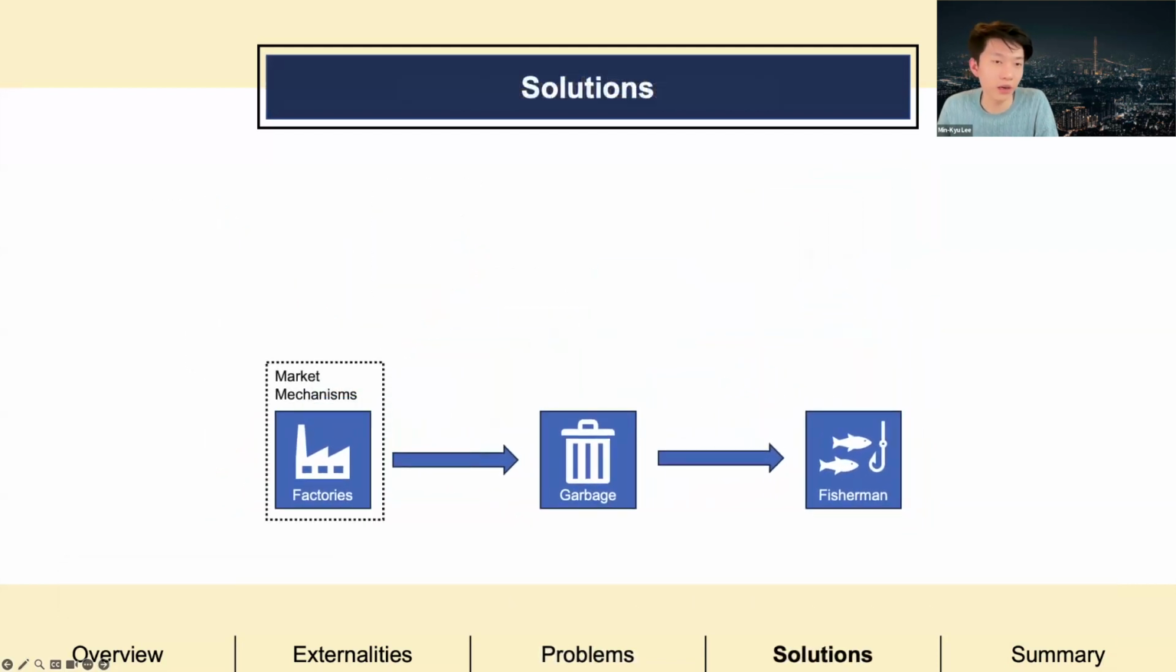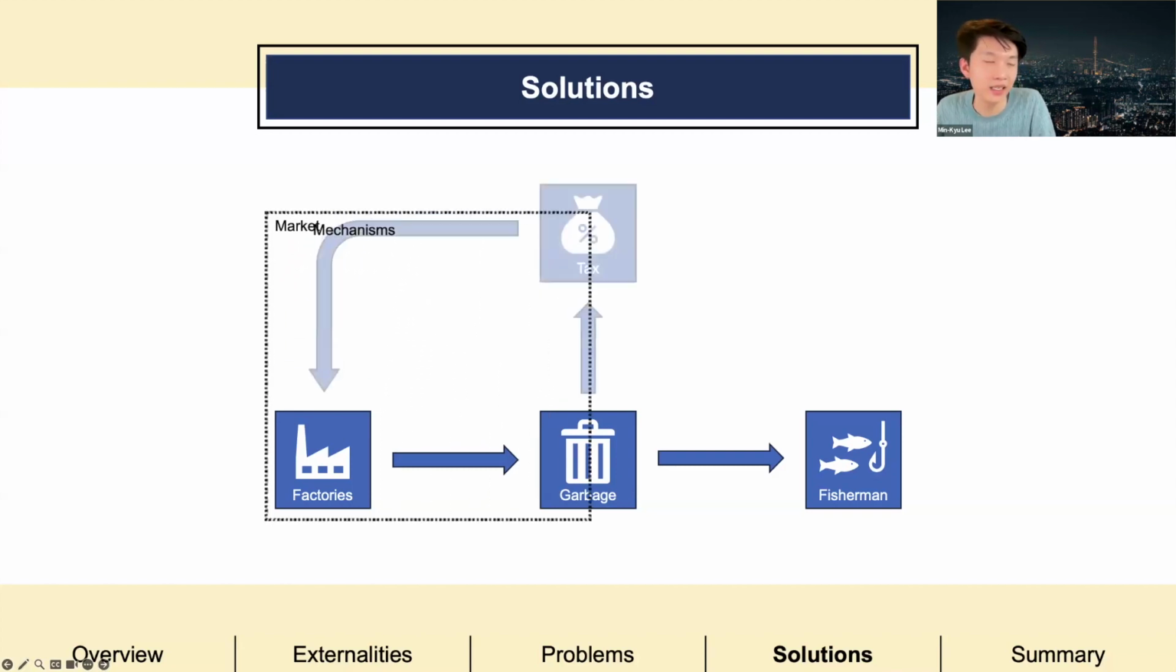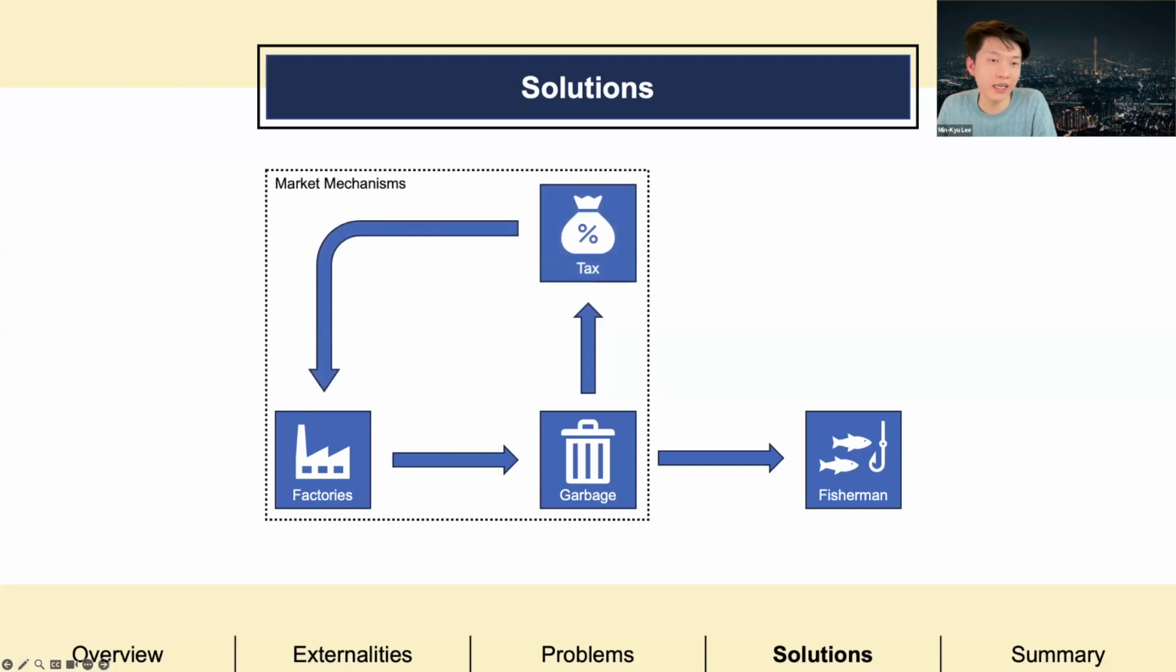So reviewing our problem, we see that the issue is that market mechanisms really are only around the factory, and it's not capturing enough of this chain of factory, garbage, fishermen for factories to care about the garbage that it produces. So one solution to this is taxes. Taxes let us take that garbage and, quote unquote, loop it back around into factories so that the market mechanisms that the factory cares about include the garbage that it produces, that externality.